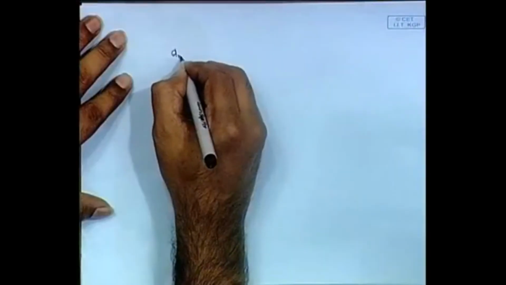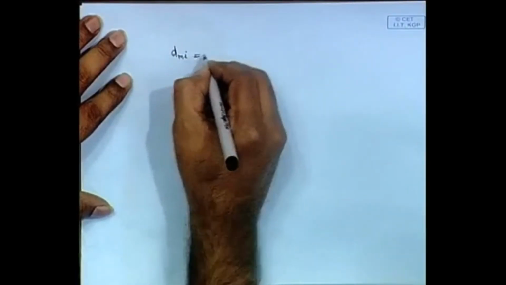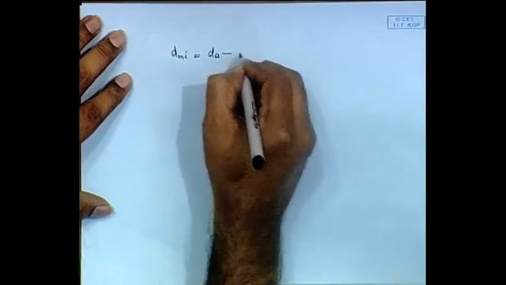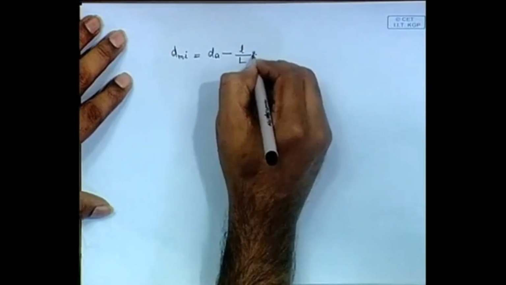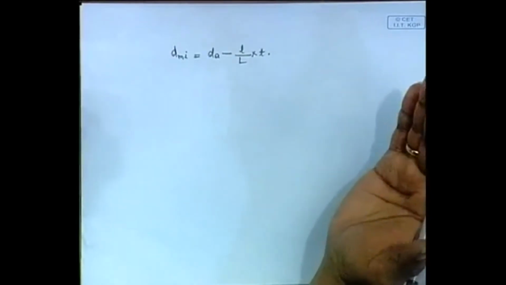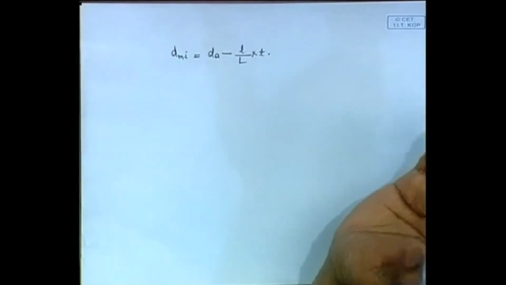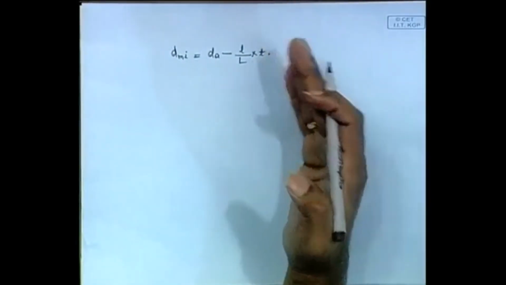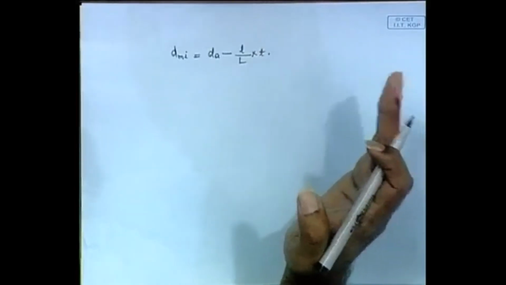So the mean draft initially is equal to this formula. You just have to remember T is the trim. I'll just repeat, there are two things here: there is a trim and there is a change in trim. Trim is the difference between the forward and aft drafts. That's all. And change in trim is the change in that trim.